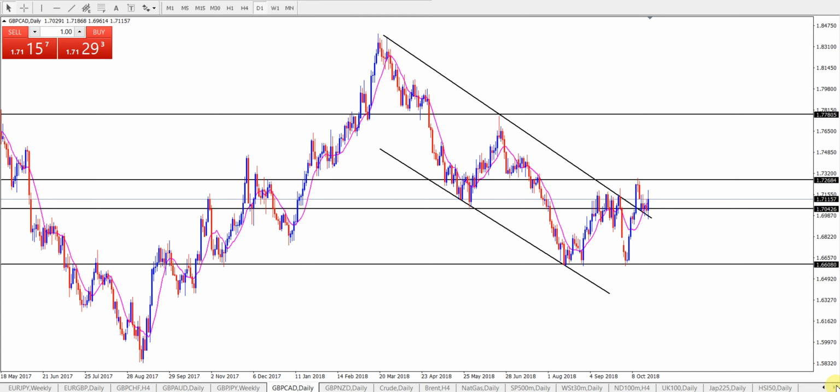Now, we are looking at GBPCAD. It's a similar story to the GBP yen. We can see that it has been trading in this channel since the early part of this year, and there has been a bullish breakout.